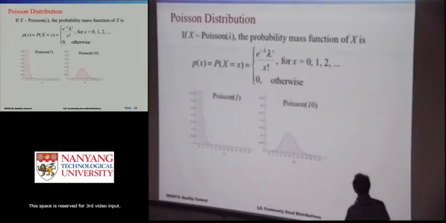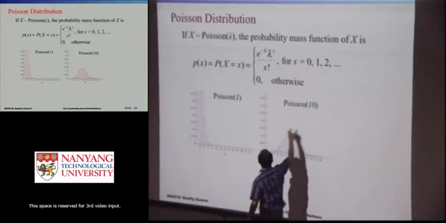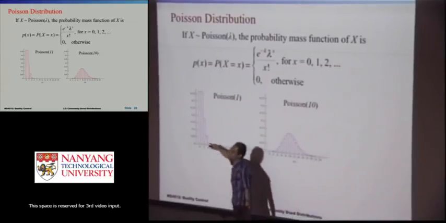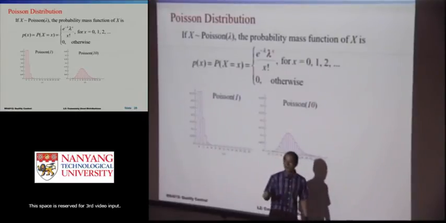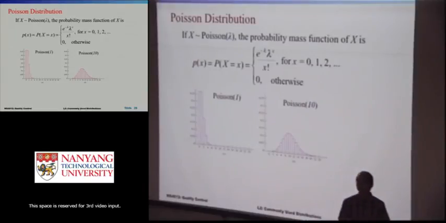So we can see this is lambda equals 1, and this is lambda equals 10. And we can see this roughly looks like a binomial distribution. The Poisson distribution is only a special case of the binomial distribution. If a problem can be solved by the Poisson distribution, you definitely can solve it by the binomial distribution.